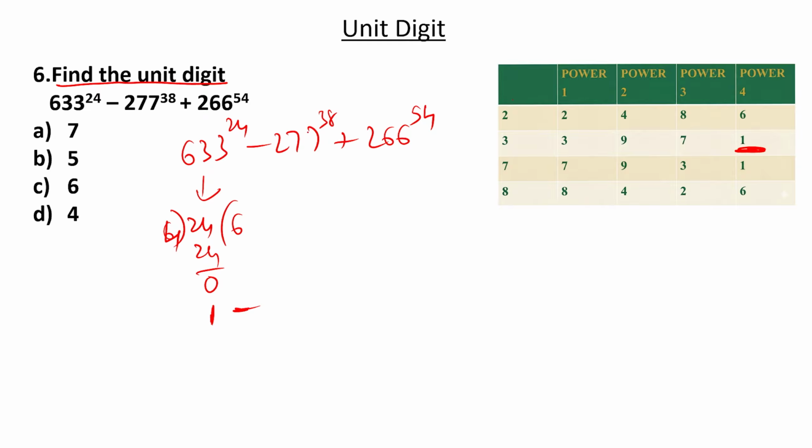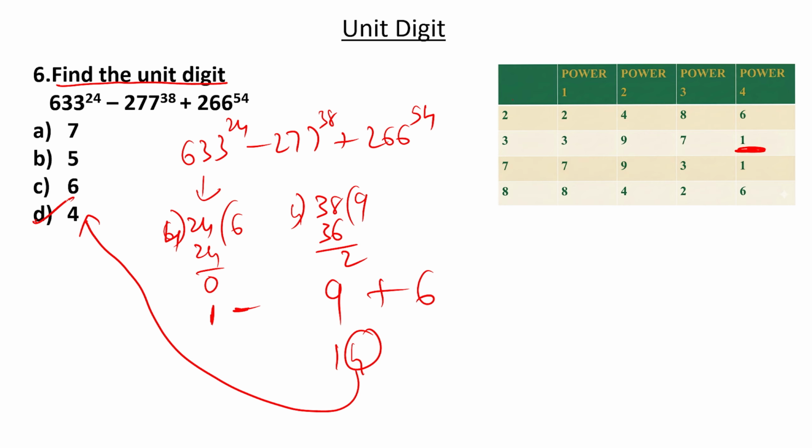1 minus 277 power 38. Here 38 divided by 4. 4 9s are 36. 2 is remaining. 7 power 2 is 49. 9 is here. Plus 6 power whatever the value it will be, we'll get the value of the units place as 6. So 9 plus 6, 15, minus 1, 14. Here the value is 4. That's it. That's it, my son. You got it. That easy. It is that easy to solve sums in unit digit.